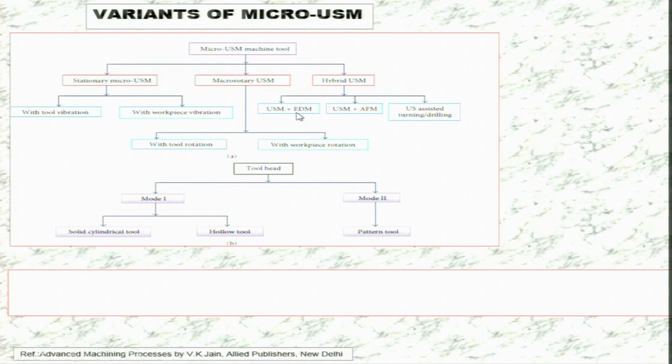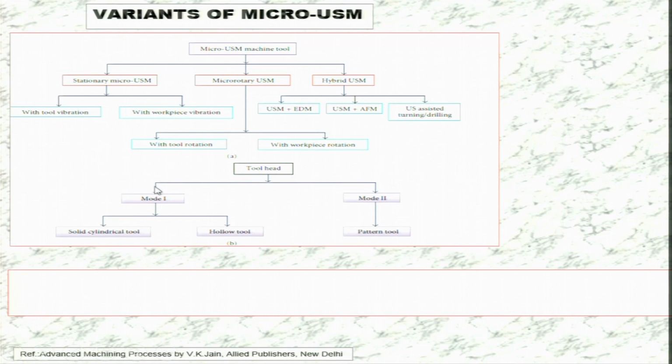This is used for preparing the micro tools. Ultrasonic machining plus AFM, abrasive flow finishing or abrasive flow machining. This is used for finishing the tool. And then you have the ultrasonic assisted turning or drilling.